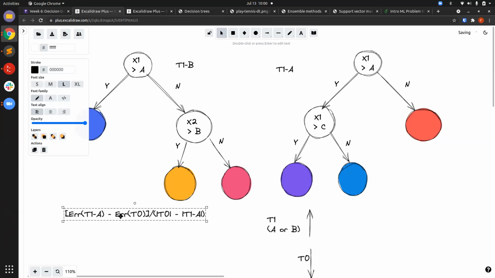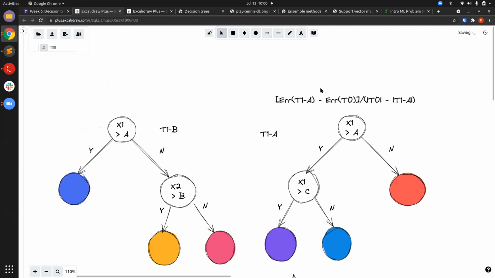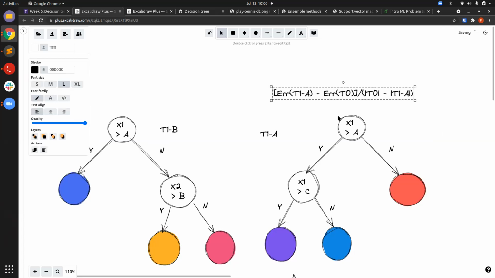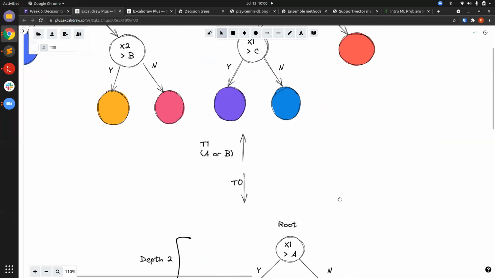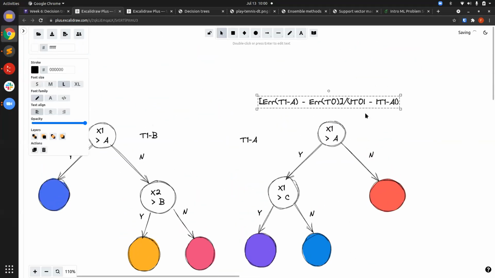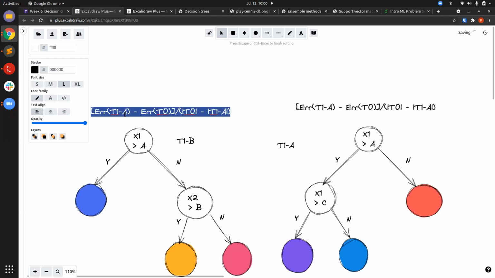The error of tree 1A, oh, sorry, this is tree 1A. I'll compute the error of tree 1A minus the error of the original tree, which is down here. And then I'll divide that by the difference in size. And then I'll do the same thing for tree 1B.